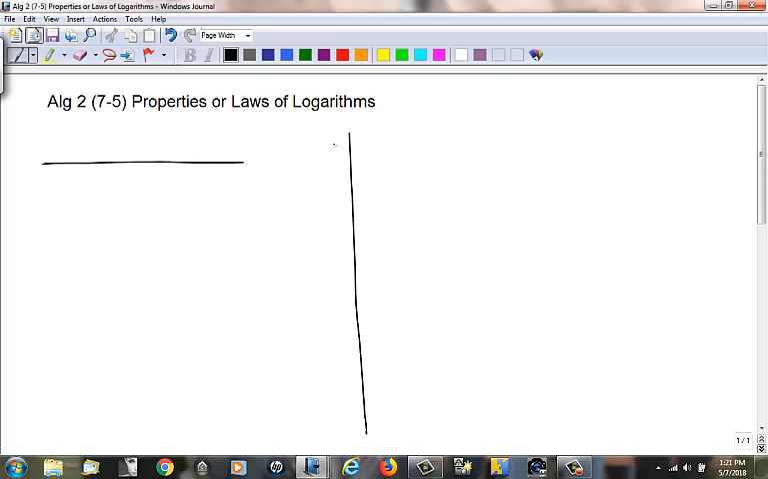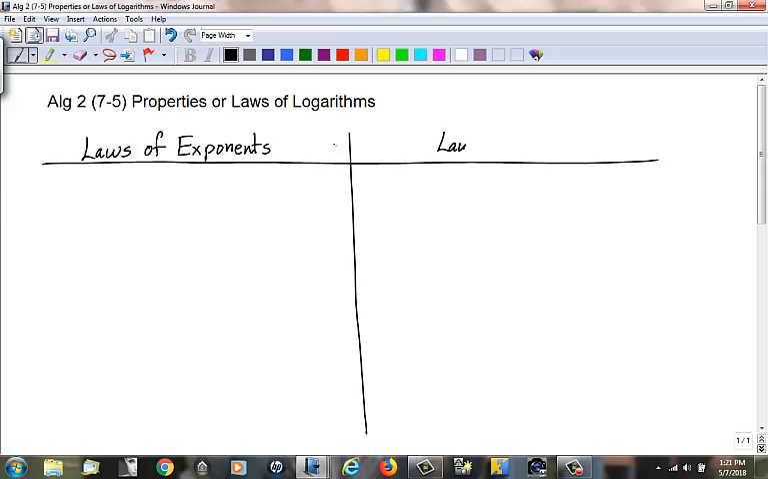And on this side, we're going to do laws of exponents. And on this side, we're going to do laws of logarithms. Okay, and the laws of exponents you already know. So they parallel each other.